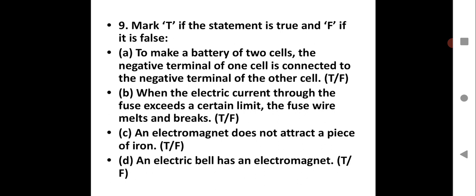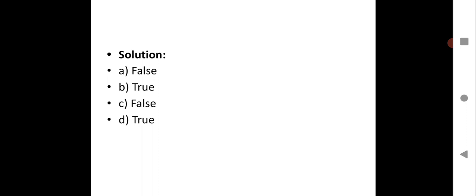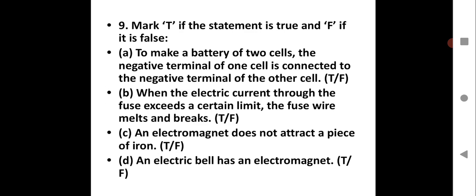Instead of a fuse, people use fuse wire, which is not actually advisable. You should have a proper fuse. In case you are using fuse wire, what will happen when the electric current through the fuse exceeds a certain limit? The fuse wire melts and breaks. True or false? So it is true. That's why it will stop the flow of current, and then it will avoid short circuiting and then the fire.